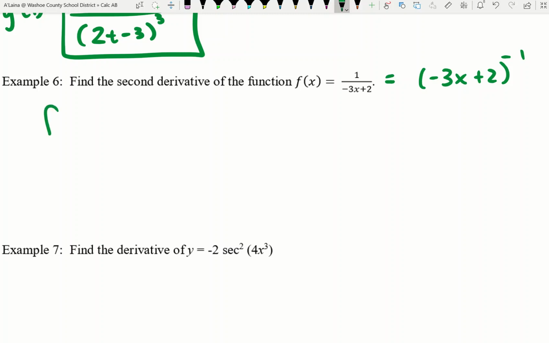All right, so if I do the derivative, I want to make sure I can see what the outer form is, which is a power to the negative 1. So I'm going to use the power rule.